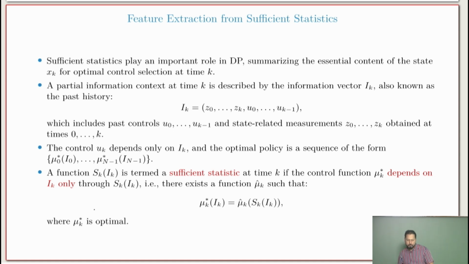We know that there are problems where we may want to do some kind of statistical estimate based on the past history. In this case, our past history is that we are keeping track of z0 to zk information and the controls that I applied from 0 to k minus 1. So this becomes an information vector for me. This is something we discussed some time ago. The state is a very abstract concept, that's what we saw, right? So sometimes I need to remember the past history.